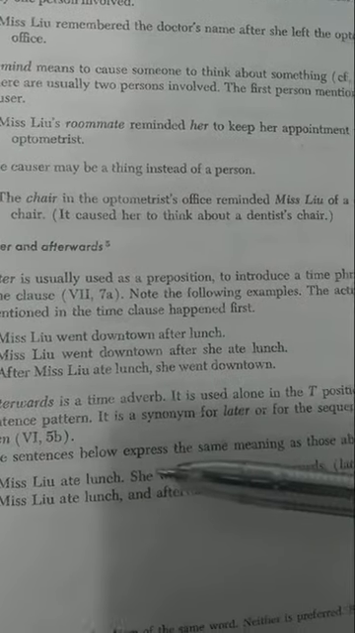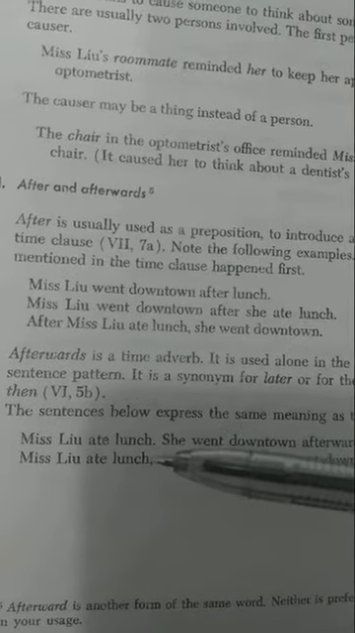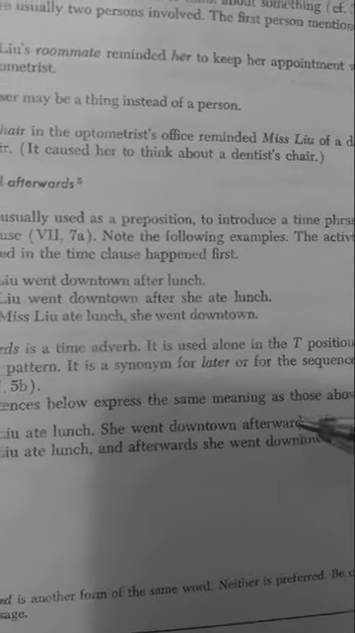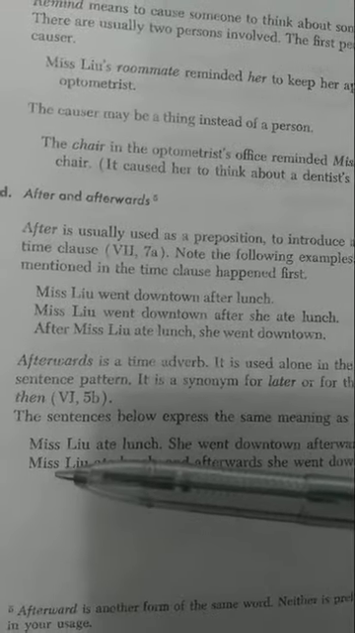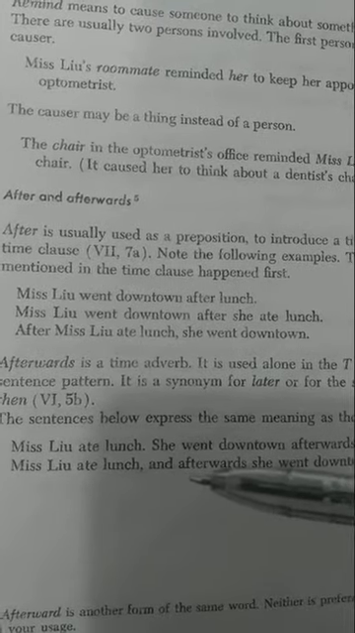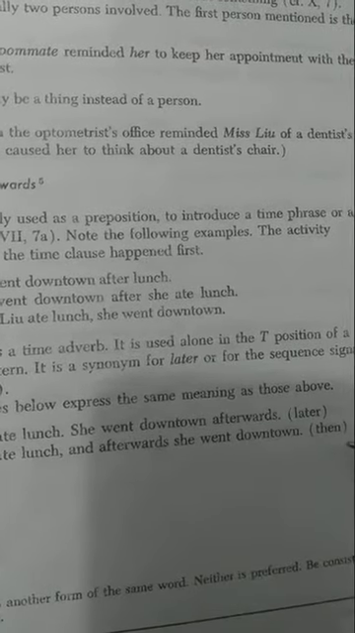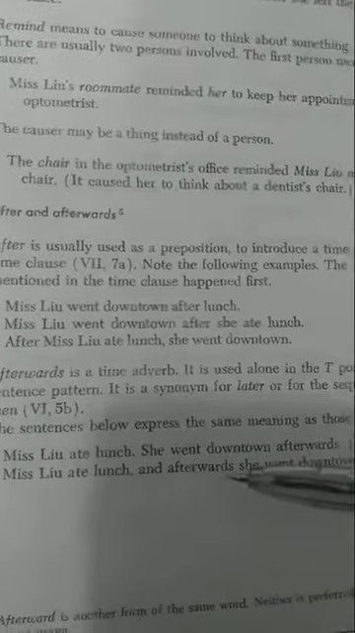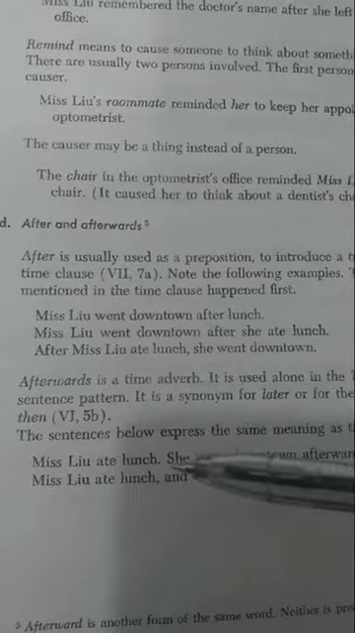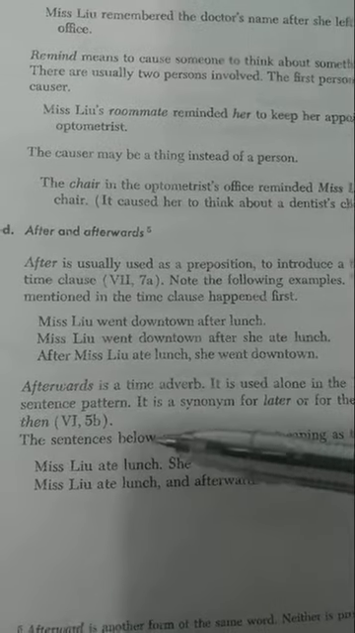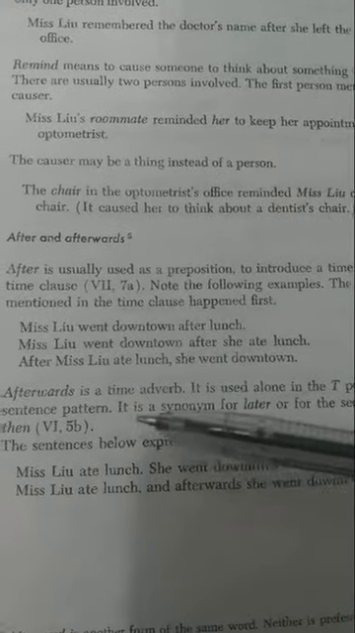The sentences below express the same meaning as those above. Okay, Miss Lou ate lunch. She went downtown afterwards. So here afterwards comes in the sense of later. But in the second example, Miss Lou ate lunch and afterwards she went downtown. Afterwards here comes in the sense of then. In both sentences, afterwards introduces a sequence of events. But what matters is which action happens first and which one happens then. This is depending upon the sentence itself.